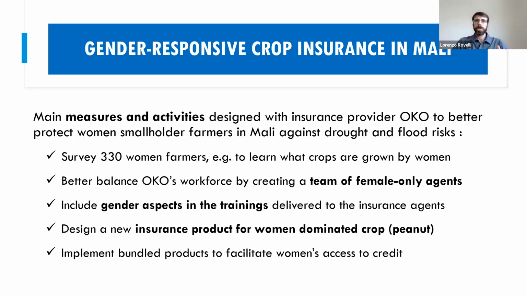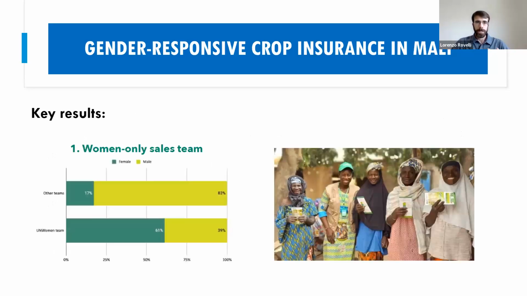For example, what is the best time of the day to go and talk to women farmers about insurance? And also, we supported OCO to design a new insurance product for a women-dominated crop, which is peanut. In the next slide, we can see what the key results have been. As you can see here, the sales team that was composed essentially of women was much more effective than the other teams when it comes to reaching out to women.